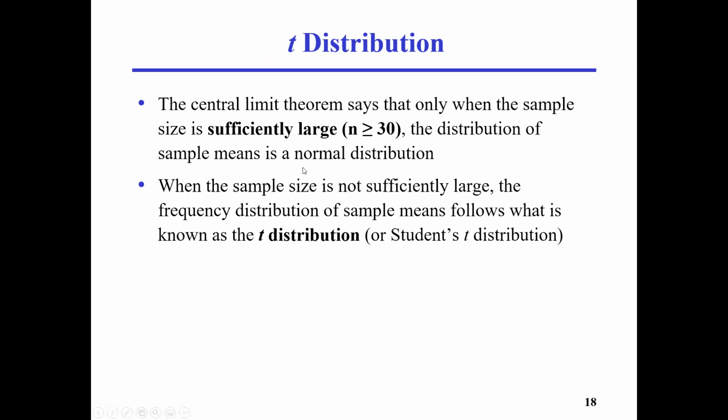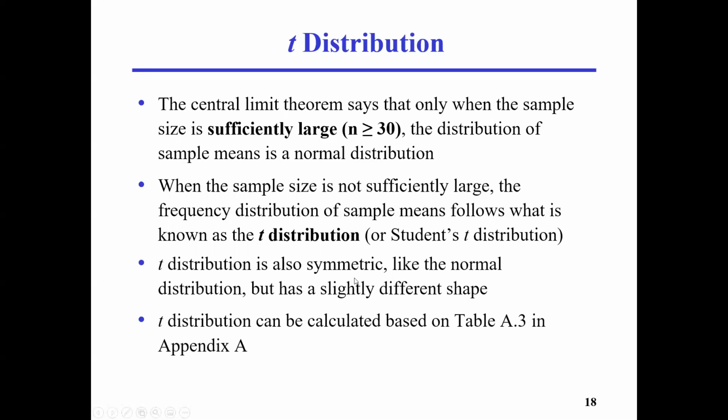So what is the t distribution? The central limit theorem says that only when the sample size is sufficiently large is the distribution of sample means a normal distribution. When the sample size is not sufficiently large, the frequency distribution of sample means follows what is known as the t distribution, which has another name, Student's t distribution. The t distribution is also symmetric like the normal distribution, but has a slightly different shape. And the t distribution can be calculated based on table A3 in Appendix A of your textbook.